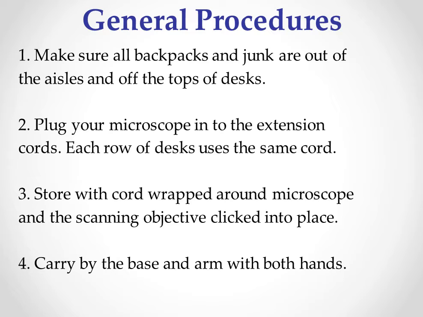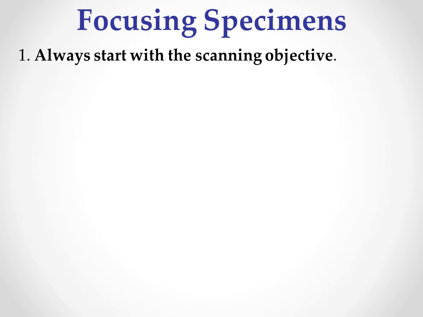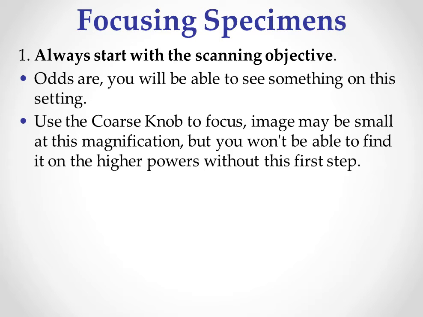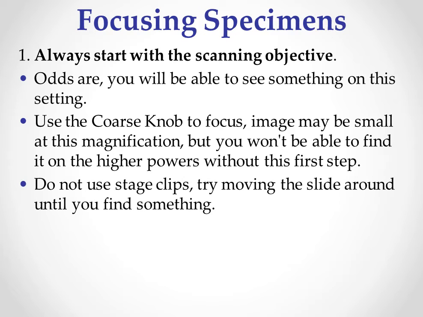Alright, so just some regular rules. Okay, so you always want to start with the objective lens, which is the scanning one. Okay, that's the lowest one. So you're going to use the coarse knob, which is the big knob, in order to find your actual image. Okay, so if you click it on your higher powers, you're not going to be able to see your image.